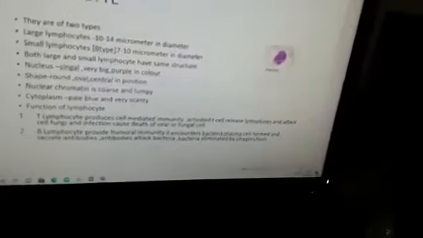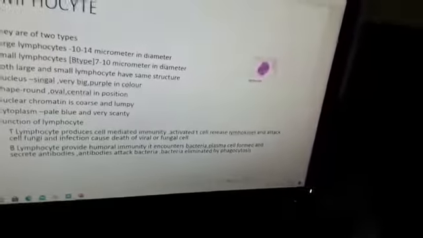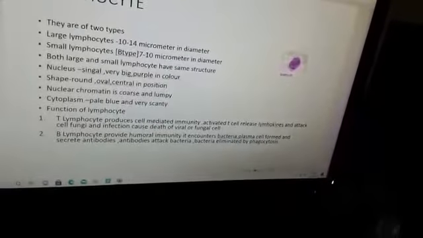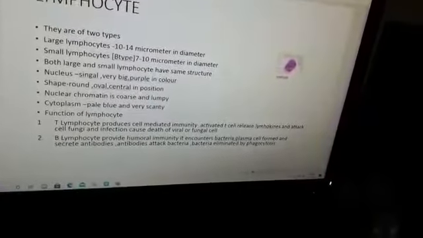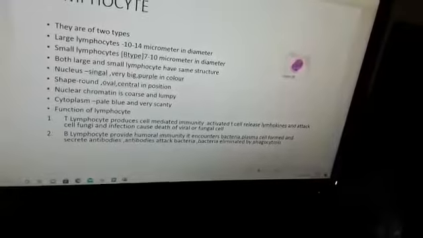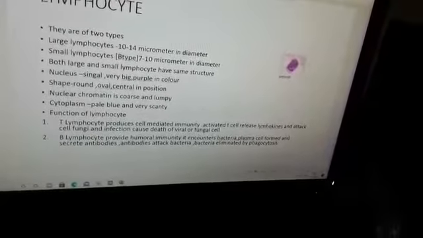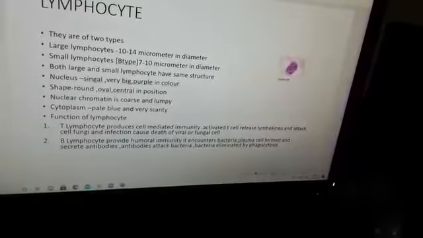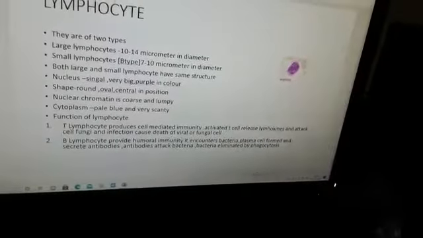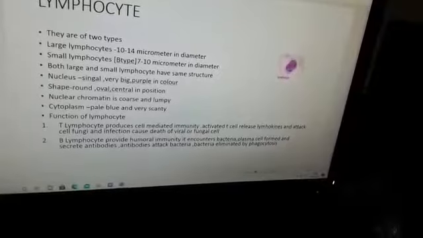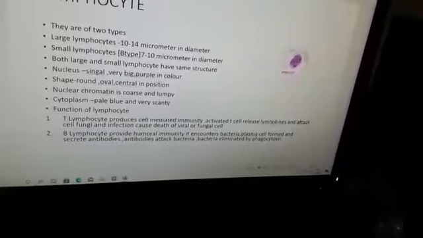Function of lymphocyte. T lymphocyte produces cell mediated immunity. Activated T cells release lymphokines and attack fungi and infection, causing death of viral or fungal cells. Then B lymphocyte provides humoral immunity. It encourages plasma cells to form and secrete antibodies. Antibodies attack bacteria. Bacteria are eliminated by phagocytosis.